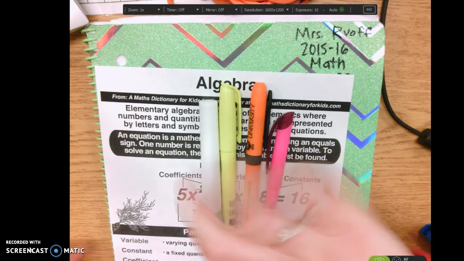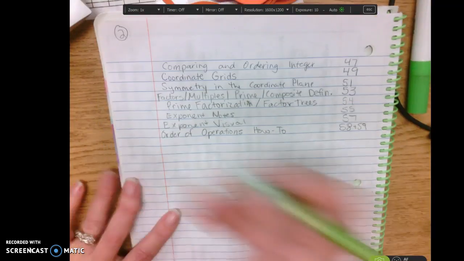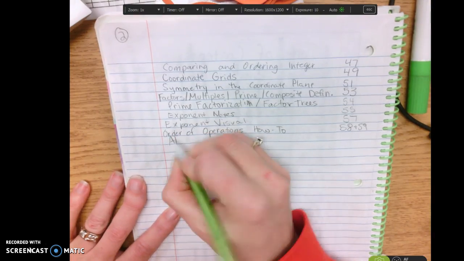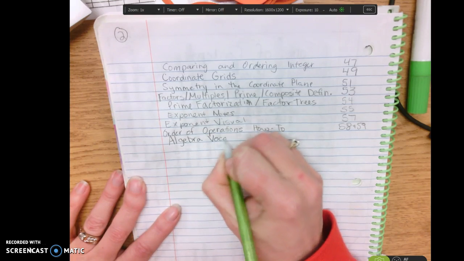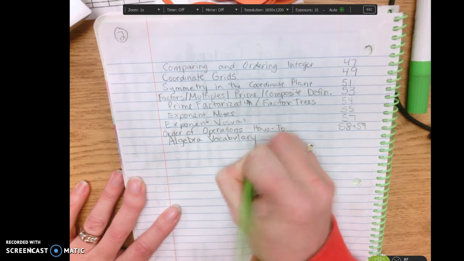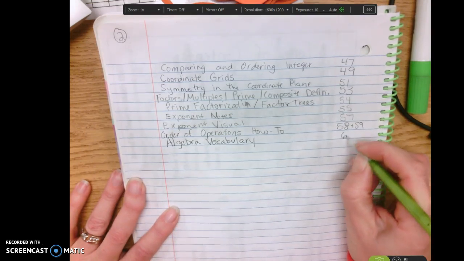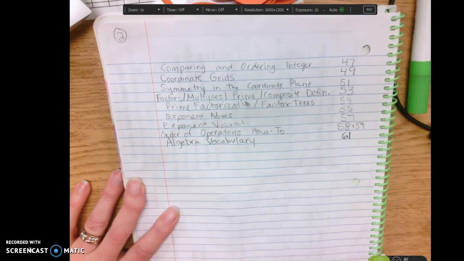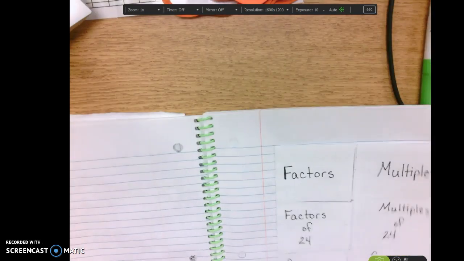The first thing we need to do is go to our table of contents, and we are going to add Algebra Vocabulary. And that should be page 61 for me. Your table of contents might be off. Just put it on the next page that you have available. Once you have that written, go ahead to your next available page.